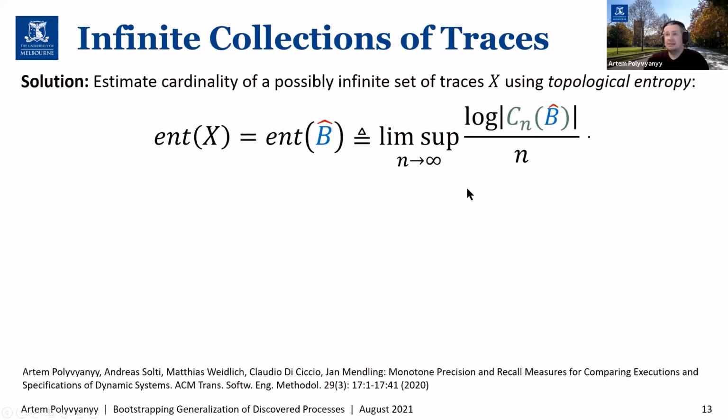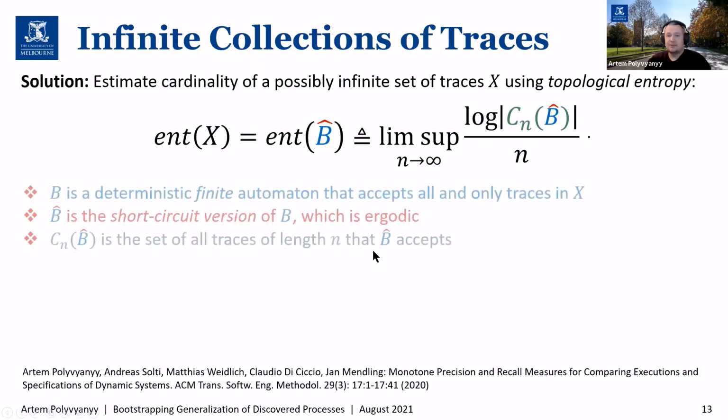So we had addressed the problem of measuring these infinite collections of traces in the past. We proposed our solution to that problem, and we said, okay, let's not measure the cardinality of those infinite sets in those quotients, but let's estimate that cardinality using a notion of topological entropy of the collection of traces. And that's the way we measure it.